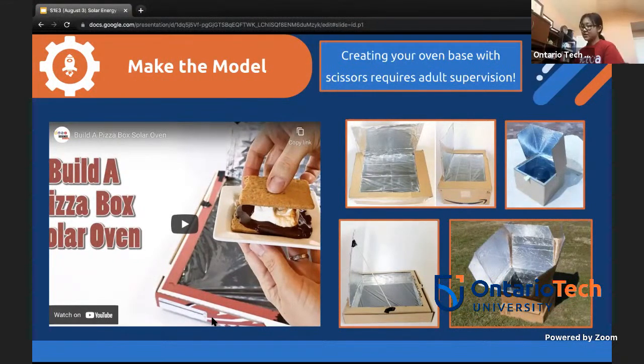Now we're getting near the end of our session soon. So the top here with tinfoil, and then you just cover all of this with the plastic. Okay.